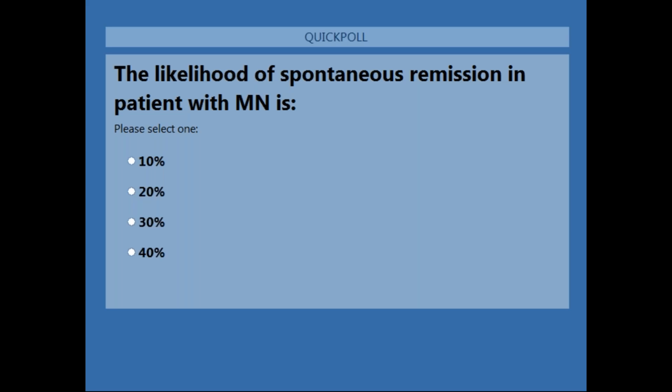So the next question is now on the screen. Okay, so the last question is that the likelihood of a spontaneous remission in patients with nephrotic syndrome and membranous nephropathy is 10, 20, 30, or 40%.